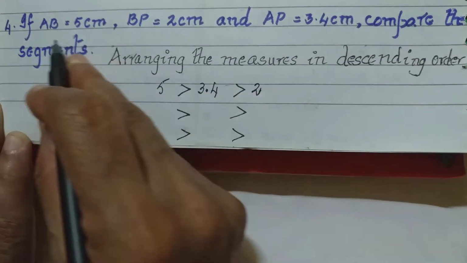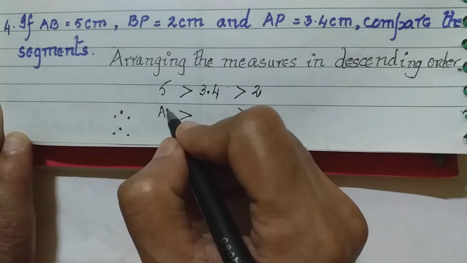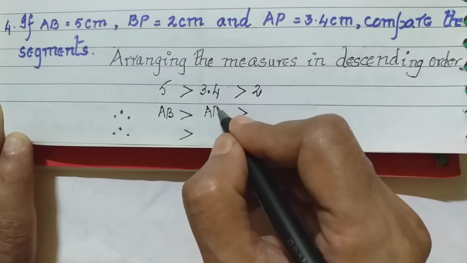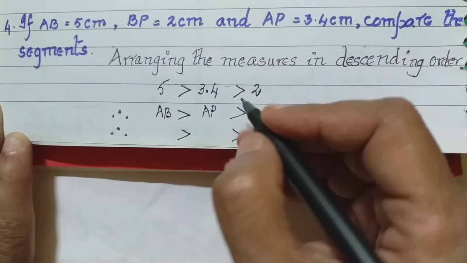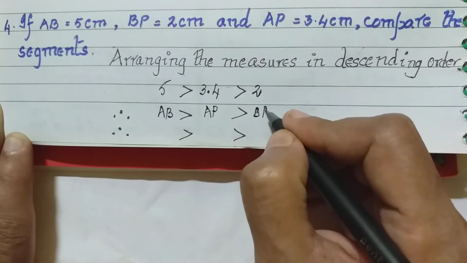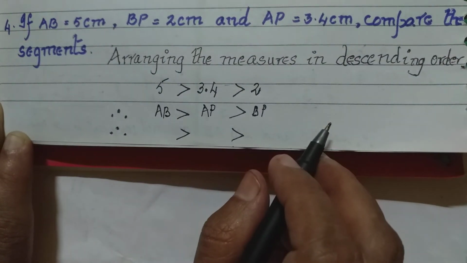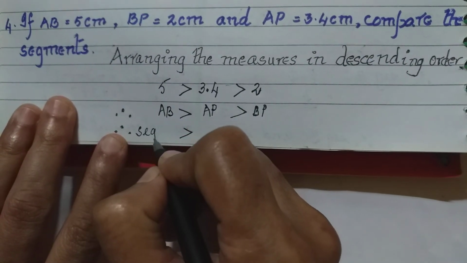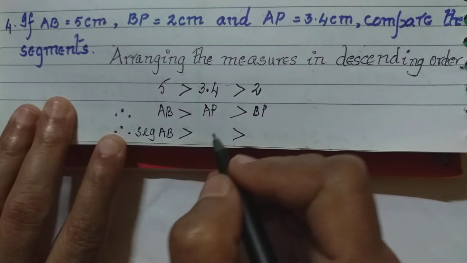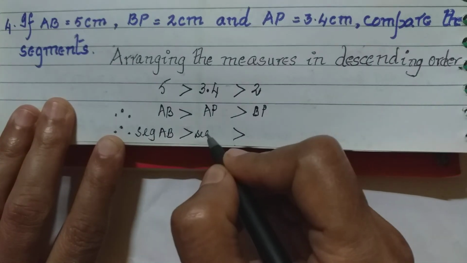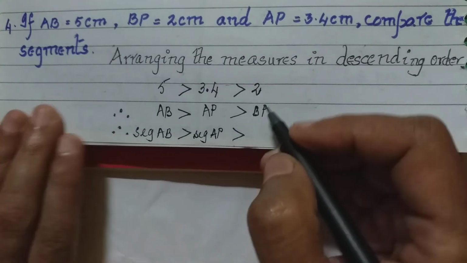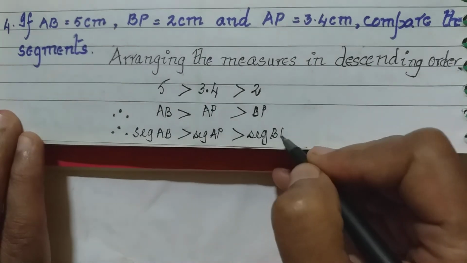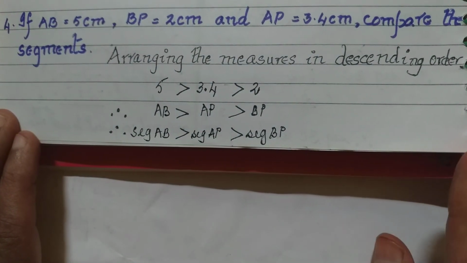But what is 5 actually? It is AB. What is 3.4? It is AP. What is 2? It is BP. So AB greater than AP greater than BP. They said compare the segments, so let us write it in the form of segments. Therefore segment AB is greater than segment AP is greater than segment BP. So this is how we compare the segments.